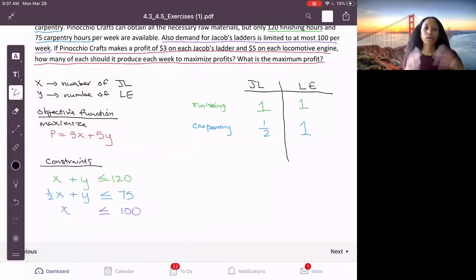All right, and of course, we're making toys. We can't make negative toys, so X and Y both are greater than or equal to 0.